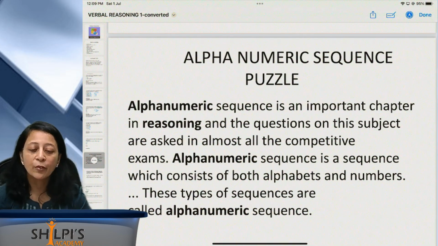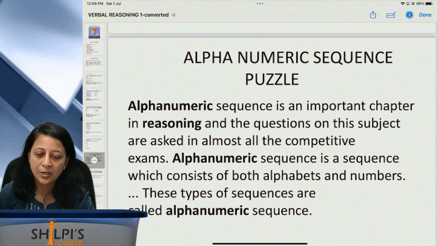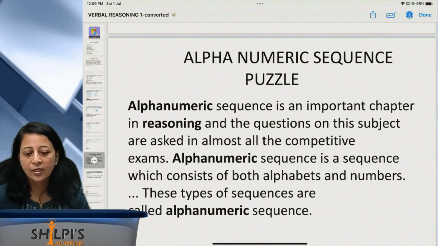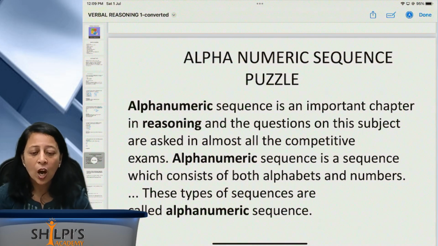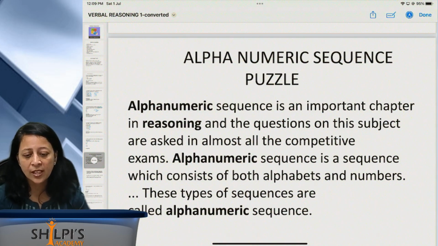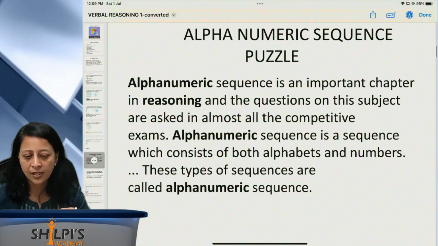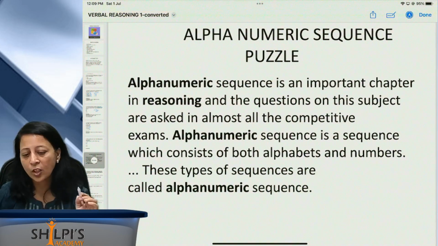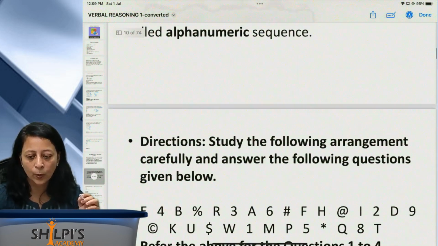Alphanumeric sequence is an important chapter in reasoning, and the questions on this subject are asked in almost all the competitive exams. Alphanumeric sequence is a sequence which consists of both alphabets and numbers. These types of sequences are called alphanumeric sequences.